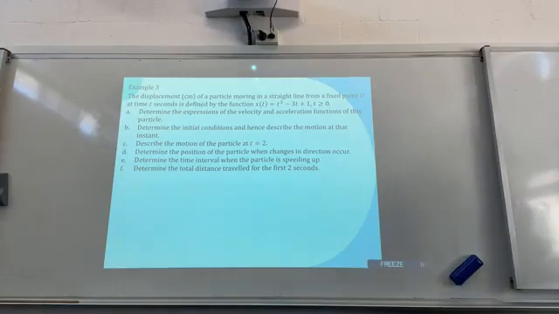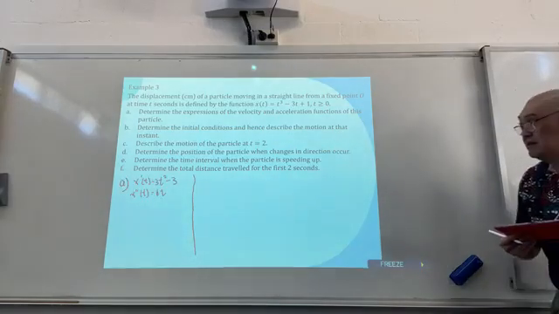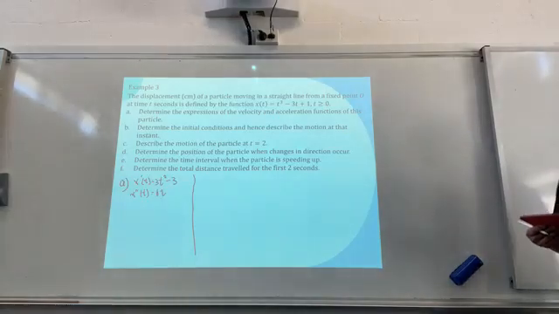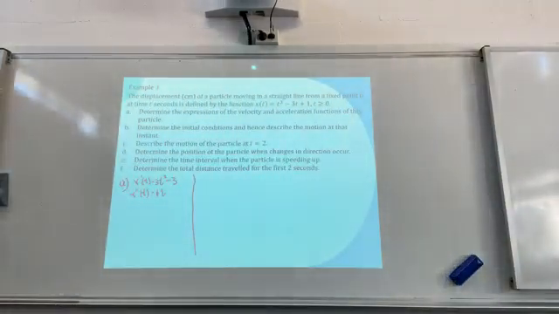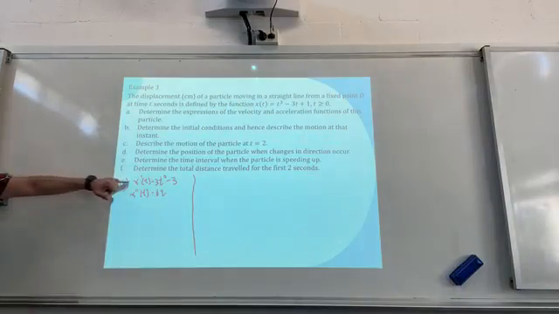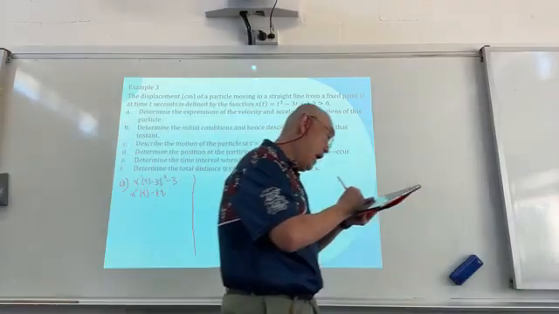Part E: determine the time interval when the particle is speeding up. Do you agree with me, speeding up from 0, t greater than 1? Then determine the initial conditions and hence describe the motion at that instant. When you are determining the initial conditions, I want you to think about t at 0. You need to work out the displacement at 0, the velocity at 0, and the acceleration at 0. And then you can describe it.